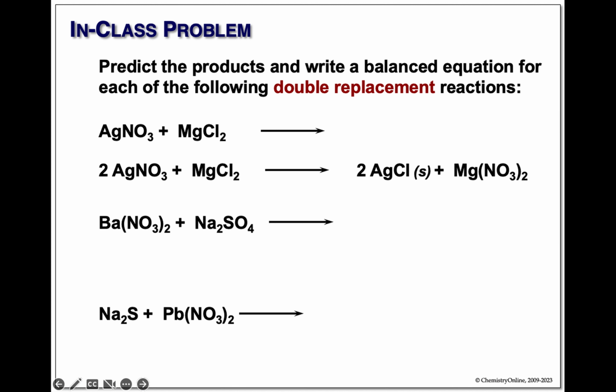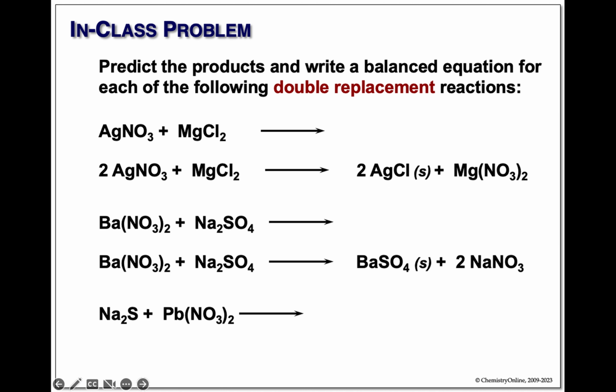Barium here will pair with sulfate. We know that most sulfates are soluble except for barium. Sodium nitrate is our remaining ion in solution. Barium is a +2, sulfate's a -2, that's good. Nitrate's -1, sodium is +1, and we have 2 of these guys. So we simply need a coefficient of 2 in front of our sodium nitrate.